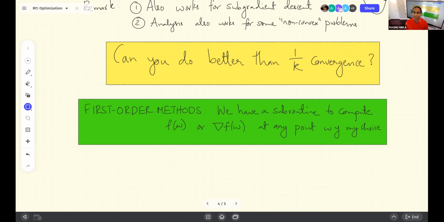So it's kind of a severe restriction that we're imposing, but we can ask, under this restriction, this restricted way of accessing the function, what is the best way to optimize the function? Is this 1 over k convergence the best possible? Does it make sense?